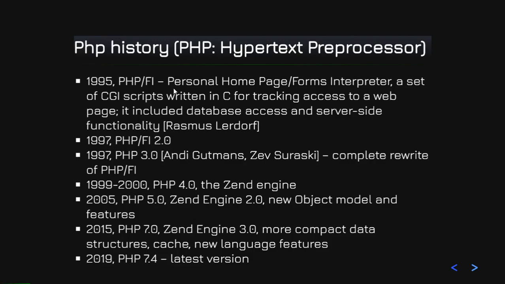I've told you that the initial name of PHP was Personal Homepage. It was invented in 1995 as a set of CGI scripts written in C. CGI comes from Common Gateway Interface.